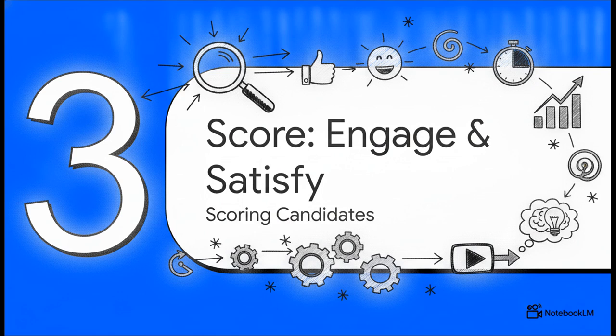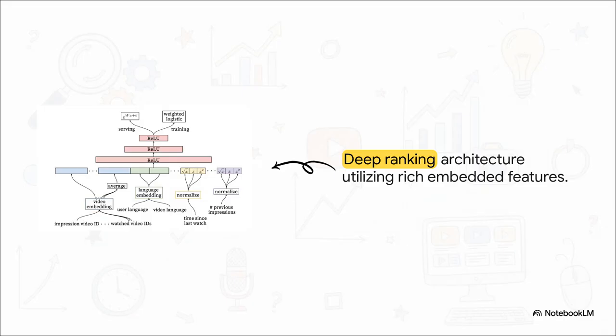Which brings us to part 3, engagement, satisfaction, and relevance. This is how candidates actually get scored. So how exactly does this judge make its final decision? Well, by using some very heavy machinery. It's a sophisticated deep neural network built on TensorFlow, and it ingests a massive combination of features right at the bottom. Things like video embeddings, language embeddings, the time since you last watched a video. It runs all of this through several layers of what engineers call rectified linear units, or ReLUs.